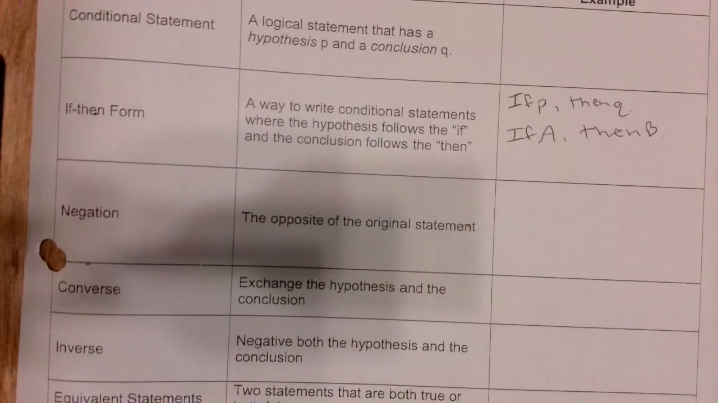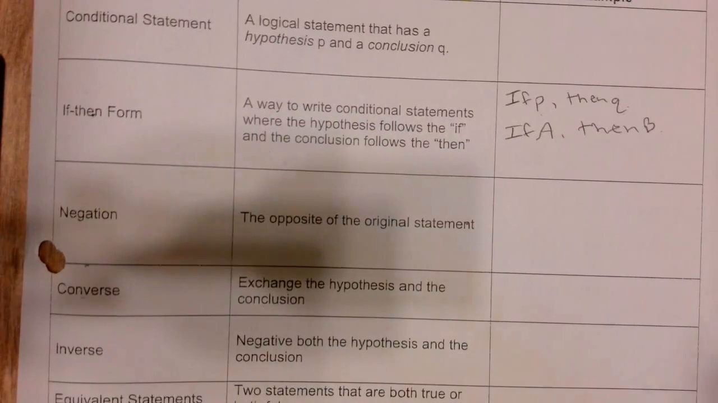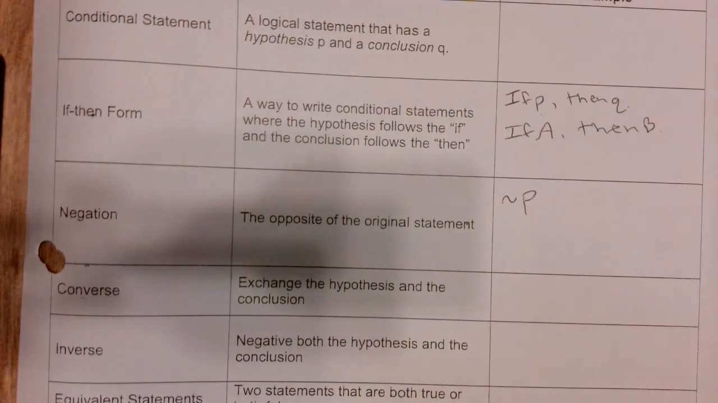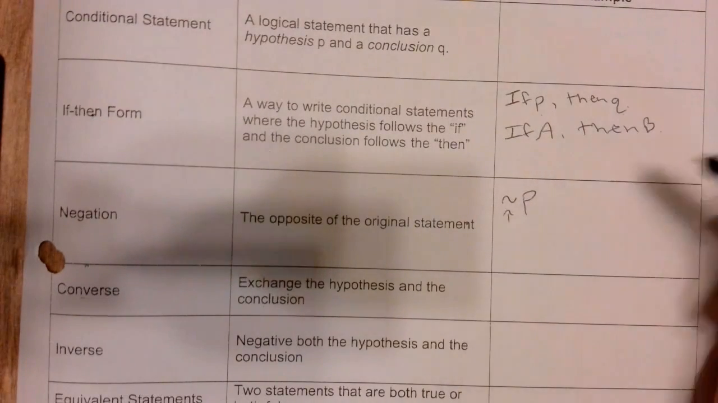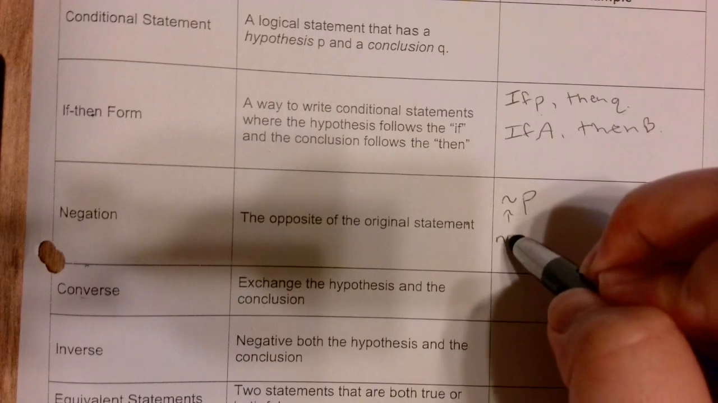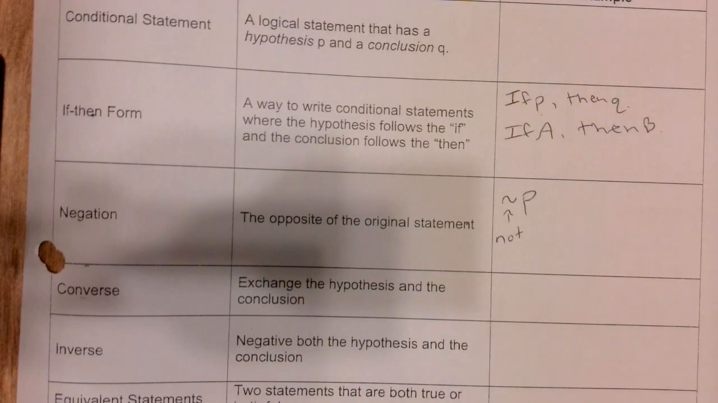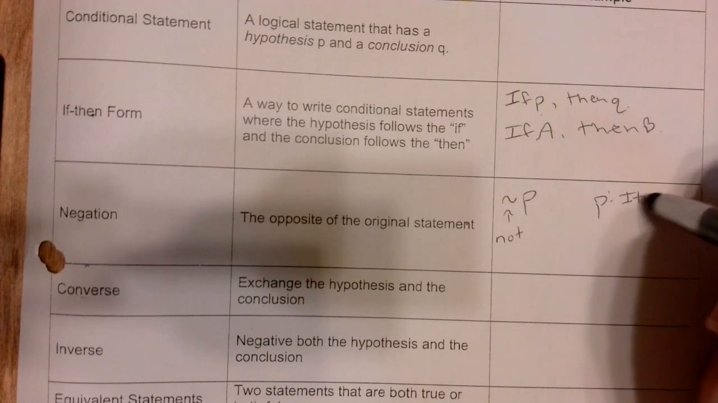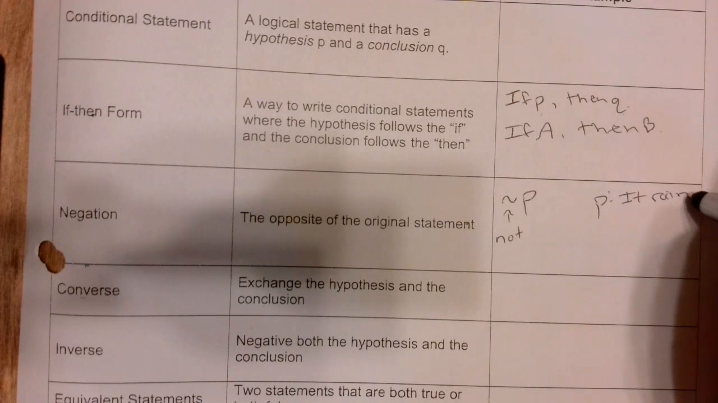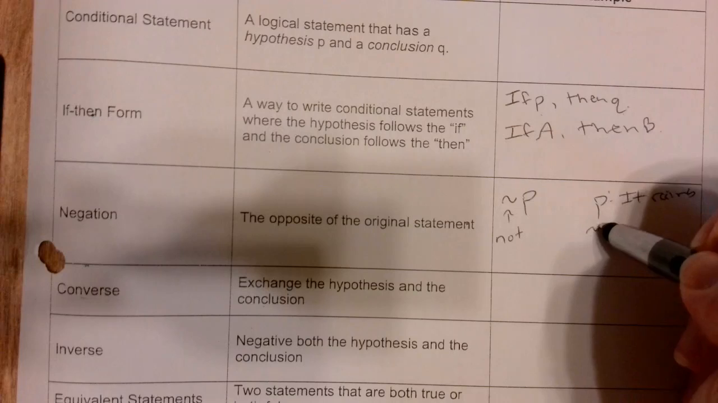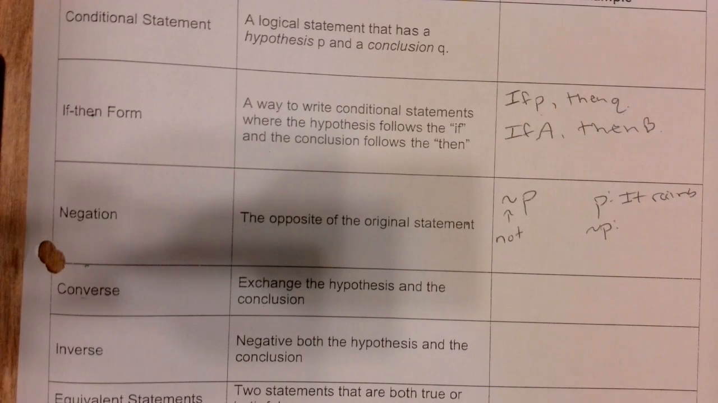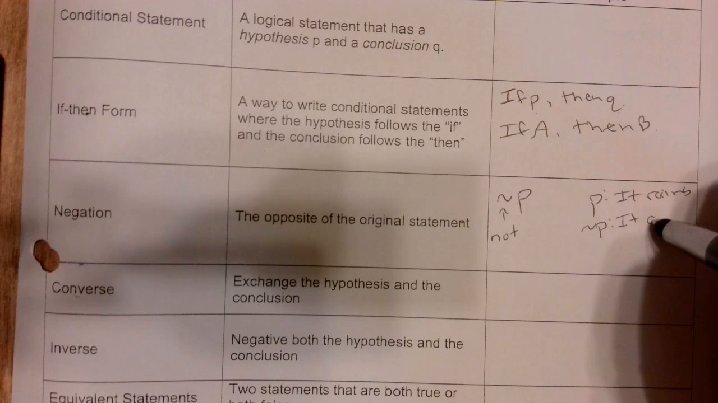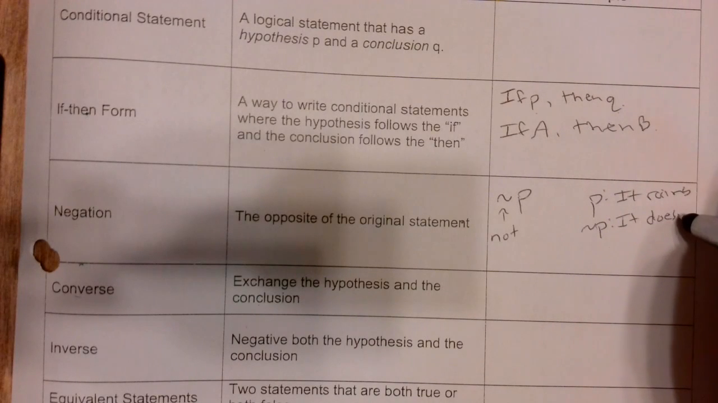The negation is the opposite of the original statement. We write not P. That's called a tilde, and it's the word not. So let's say P was something like, it rains. Not P is the negation of it, the opposite. So it doesn't rain.